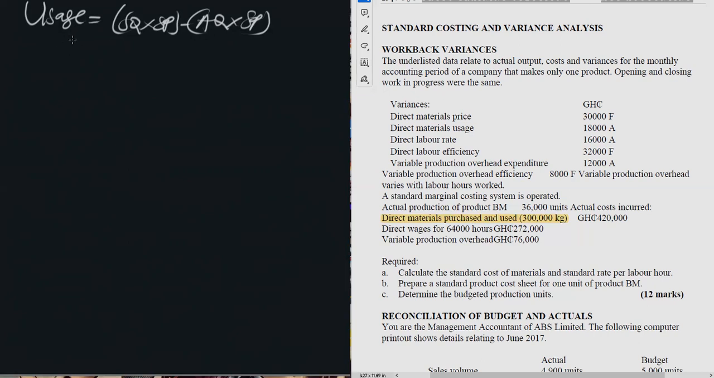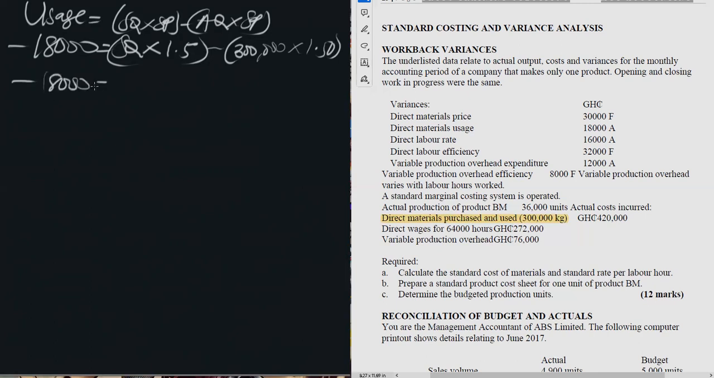So in that case, when we go, we know usage has been given to be what? 18,000 adverse. Adverse means it's negative. Then standard quantity, I don't know standard quantity, but standard price I know is 1.5, so minus actual quantity, which I know is 300,000 times the standard price 1.5. So this 1.5, we calculated it as the 1 cedi 50 pesos for the material. So now we can work. We have negative 18,000, which is adverse variance, 1.5 standard quantity minus 300,000 by 1.5 gives us what? That gives us 450,000 also.